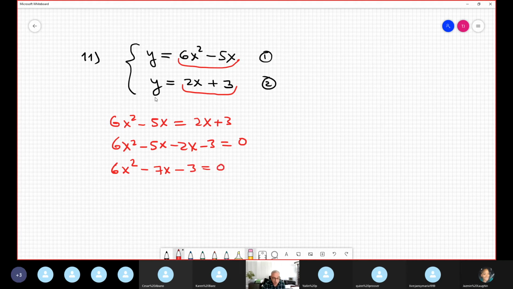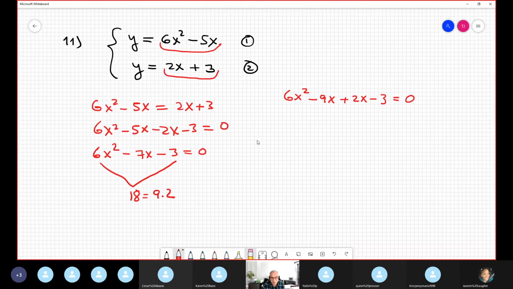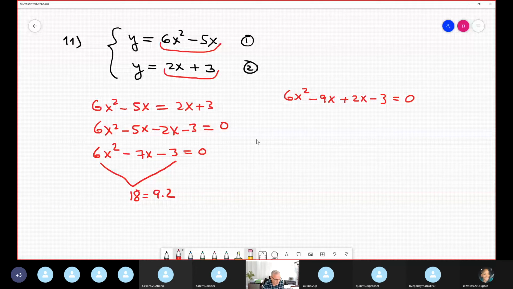We can use the quadratic formula, but in this case, in my paper, I am using factorization. I multiply 6 times 3 is 18. I realize that 9 times 2 is 18, and 9 minus 2 is 7. It's possible the factorization. So I rewrite 6x squared minus 9x plus 2x minus 3. You may be doing the factorization differently, but this is not the problem. This is intermediate algebra, and some people directly do the factorization in another way.